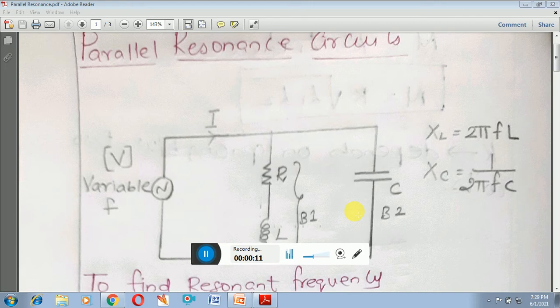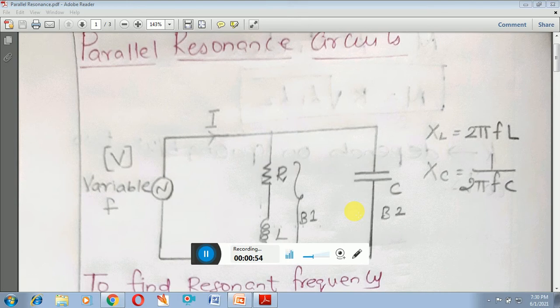So the parallel resonance circuit can be drawn with the help of three important components, that is resistance, inductance and capacitance. You can see that in the circuit diagram there are two different branches. The branch number 1 is denoted as B1, which has resistance R and inductance L, and the second branch is denoted as B2, which has only capacitance C. So this arrangement is called a parallel resonance circuit, along with the input supply of a variable frequency.